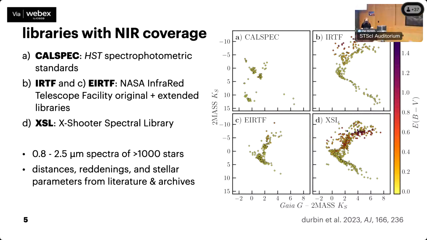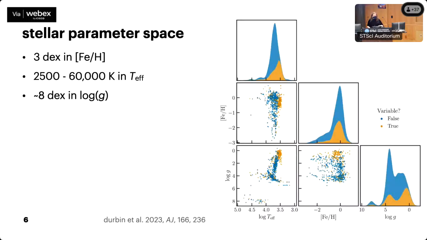So once I had this multi-library sample, I also assembled the best fit distances, line of sight reddenings, and fundamental parameters from the literature and from archives, as much as I could find them. And even though we're not trying to do anything involving absolute magnitudes here, we do want to de-redden the spectra for relative color calibration, as fraught as that is. So we need distances to estimate their line of sight reddenings from 3D maps.